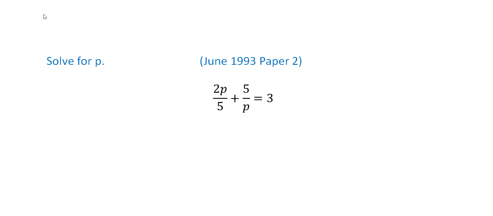The next one, this is from the June 93 paper. So we have 2p over 5 plus 5 over p, which is equal to 3. So again, what we have to do is to multiply by the LCM. This is the same as saying 3 over 1, right? So the LCM of 5 and p is 5p. So we multiply every single term by 5p, right?